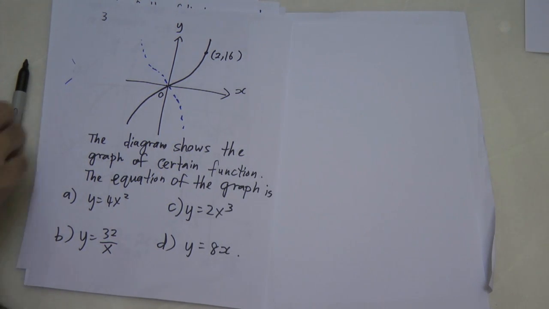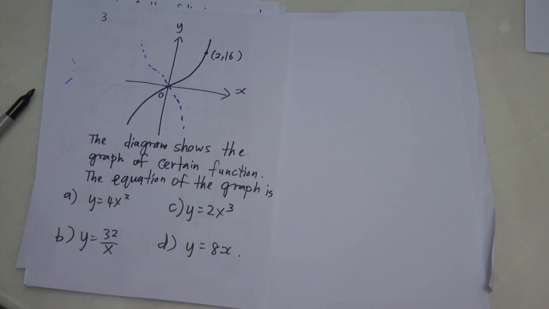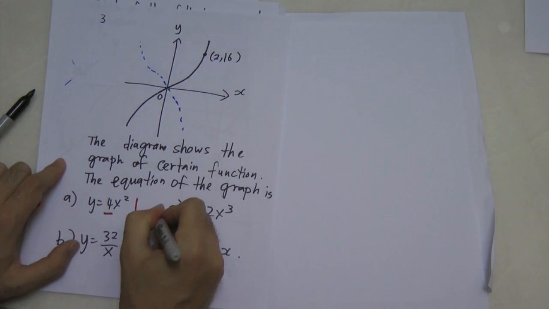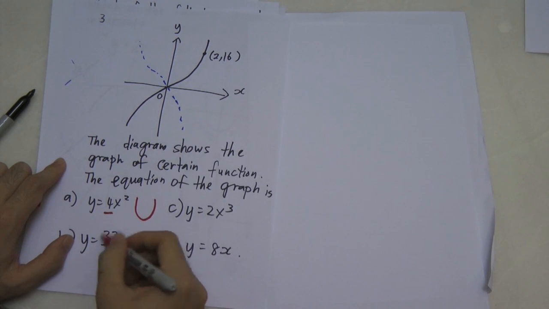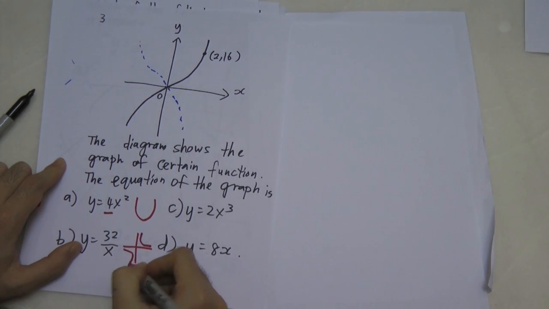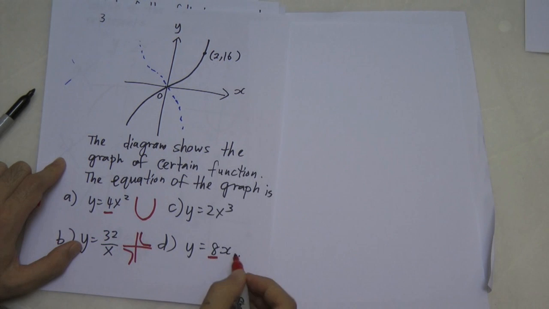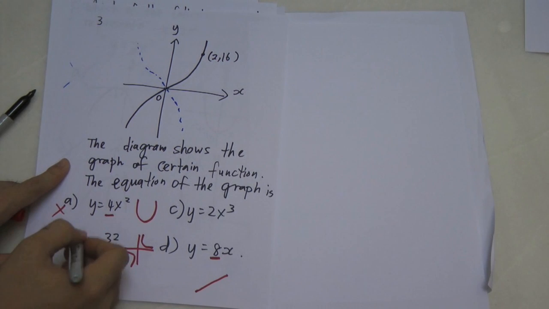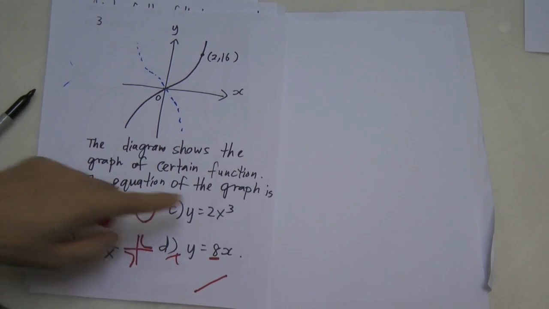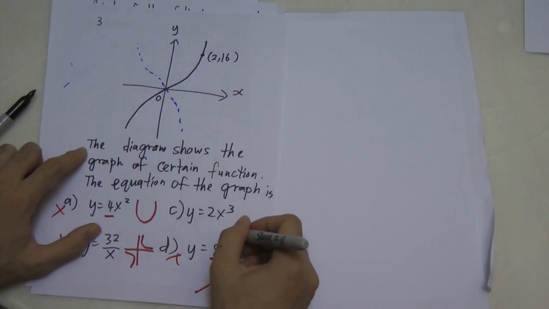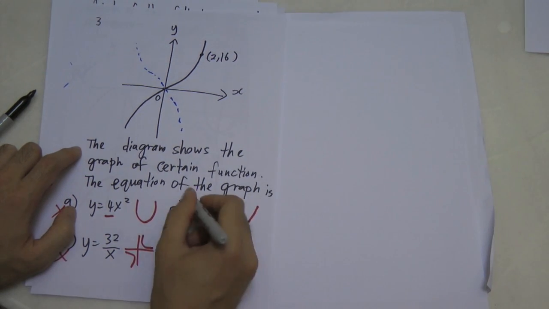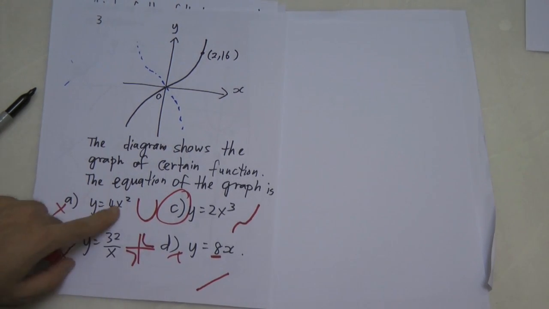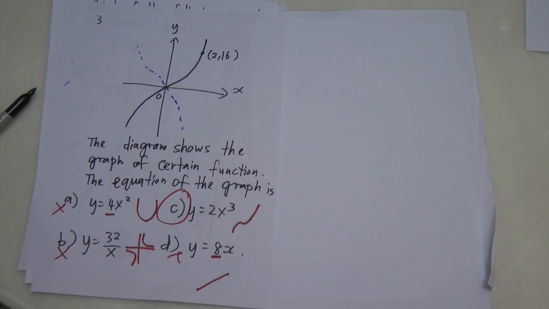First, you have to know what the pattern of this one is. This one is 4x squared, so a is positive and the graph pattern will be like this. This one, a is 32, so the graph pattern will be like this. This one, a is 8, so the graph pattern will be like this. So obviously A, B, and D are all wrong. And this one is a positive cubic, and the graph pattern will be like this. So the correct answer is C. If you can remember all this, you can solve this kind of question easily.